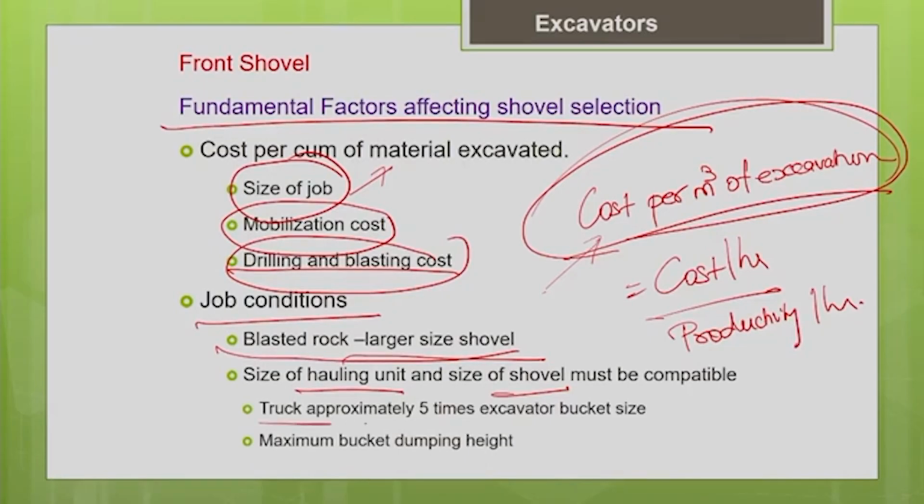So based upon the studies, people have found out it is always advisable to go for a truck with approximately 5 times the excavator bucket size. So go for a truck with 5 times the bucket size. That is the ideal selection. So that will help you give the optimum productivity for both the machines. And you should also select the shovel dimensions in such a way that it will be able to reach your truck. That is why the maximum bucket dumping height is also very important when you select your truck and the shovel. All these basic guidelines you should keep in mind when you select the shovel for the particular job.